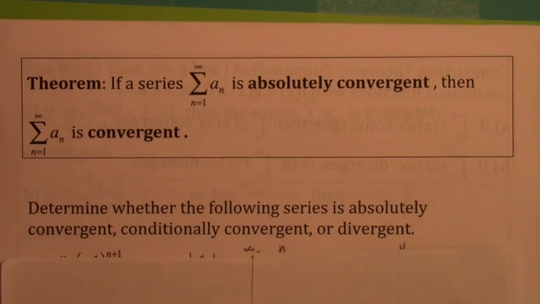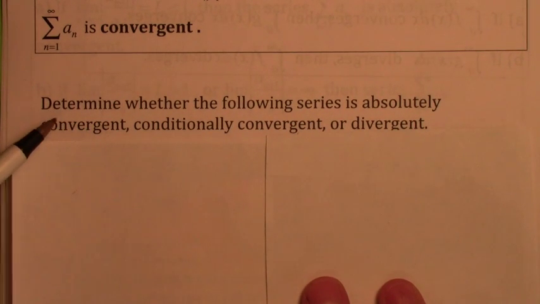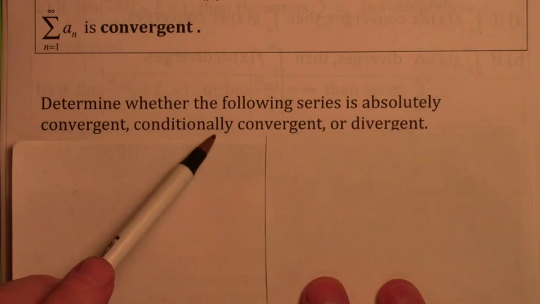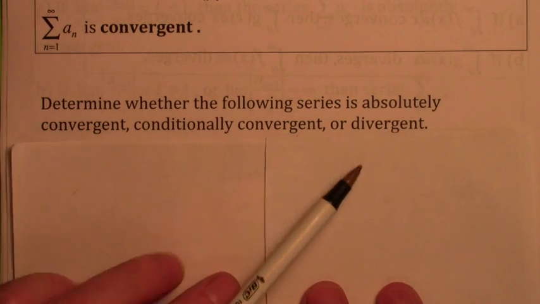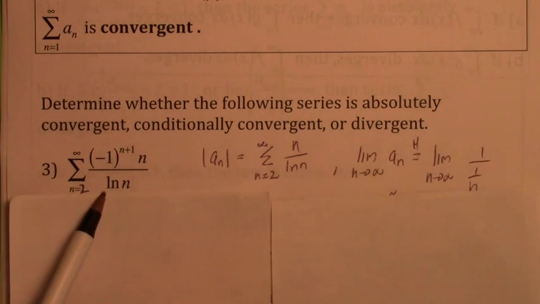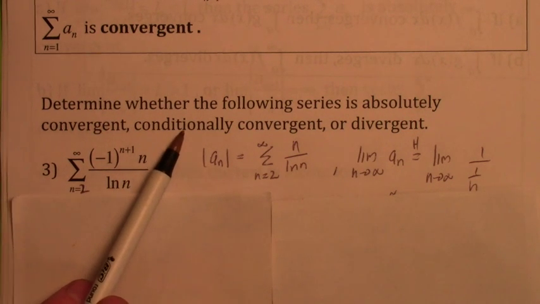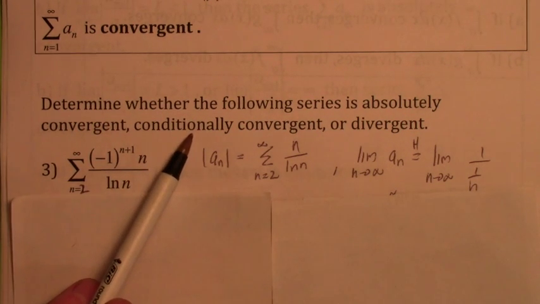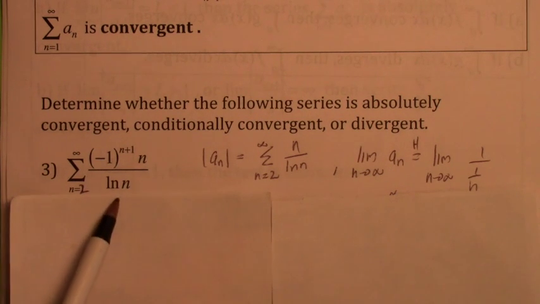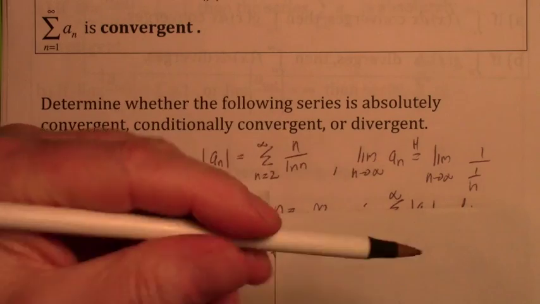So now what we're going to do, this is something that you should pay close attention to. I'm going to give you a series. I'm going to ask you, is it absolutely convergent, is it conditionally convergent, or is it divergent? What I would do is first determine if it's absolutely convergent. That's my advice. And if it's not absolutely convergent, but it's an alternating series, then I would apply the alternating series test to see if it might still be conditionally convergent. Okay? So first determine if it's absolutely convergent. The absolute value terms is n over ln of n, right?